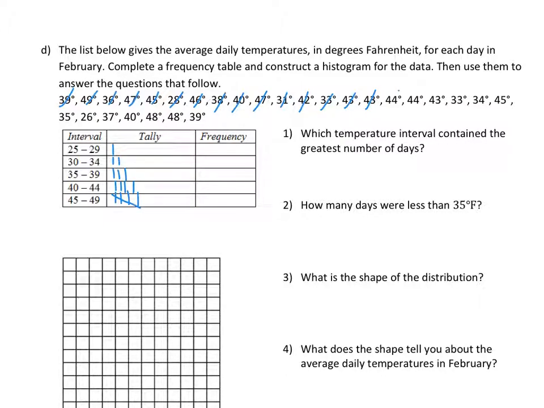43 again, 44, 44, 43, 33, 34, 45, 35, oops, that was the wrong one, let's undo that. Okay, 35 goes down here, 26, 37, 40, 48, 48, and 39. Okay, let's count them up. We have 2, 4, 6, 8, and 8.